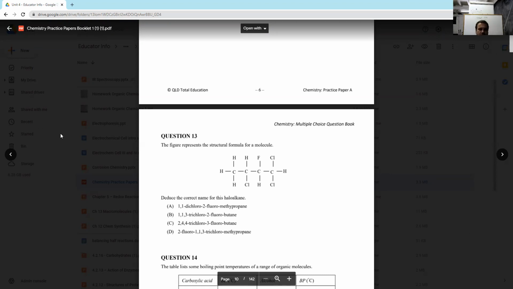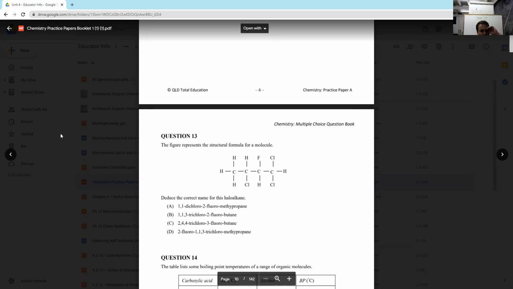So we've got 3 chlorine molecules, 1, 2, and 3, 2 of them on the same carbon. So it's not going to be A, sorry. And it's not going to be D, because there's no methyl group.